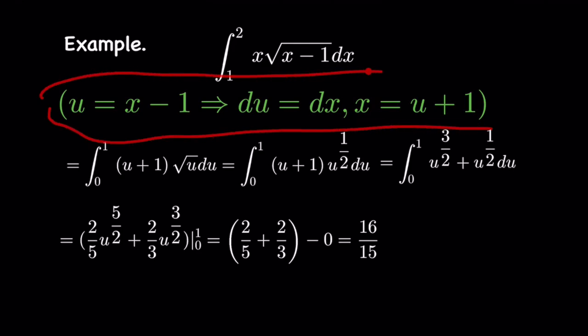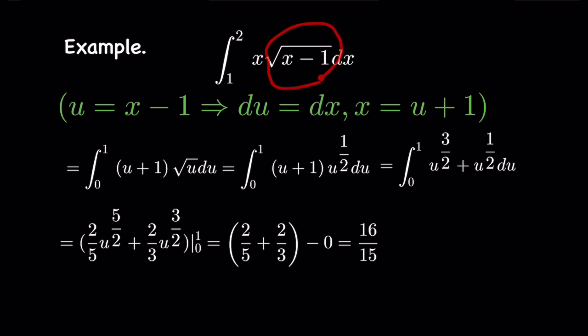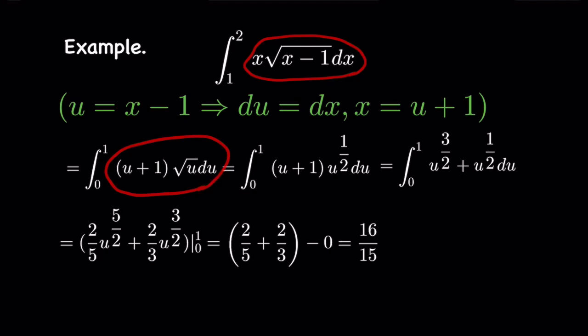Now I have everything I need to try to write this in terms of the new variable u. So square root of x minus 1 will be replaced by square root of u. dx is equal to du, so I replace that with du. And this x, I need to replace in terms of u, so this x, using this formula, is going to be replaced by u plus 1. So now you see everything here is written in terms of the new variable u.